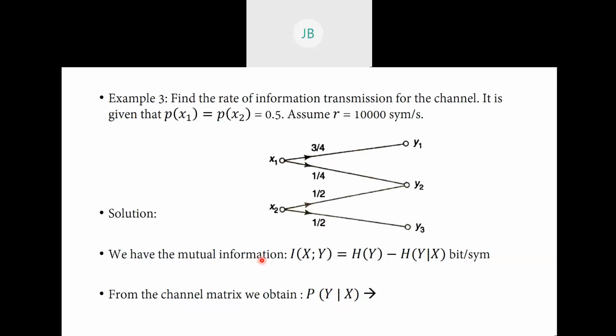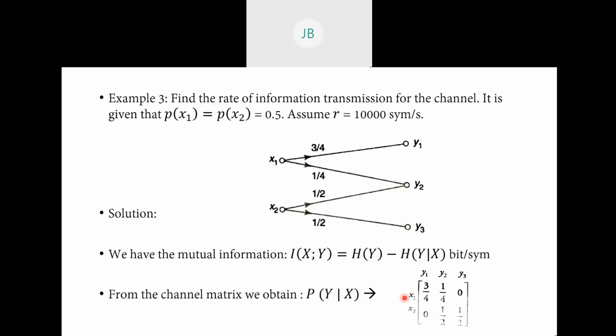And we know these equations, that is, mutual information between x and y is nothing but the entropy of the output minus the conditional entropy of the output. And right now, since we know the channel and the transition probabilities, we will move forward to write the channel matrix, that is, the conditional probability of the output. It can be represented this way.